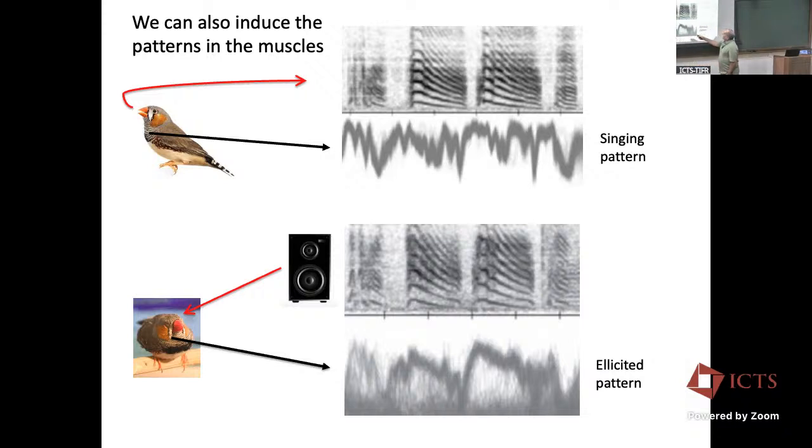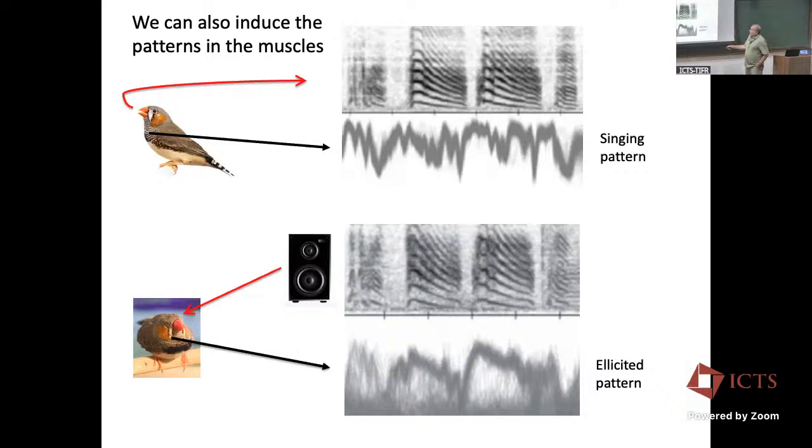So here it is the bird singing, and this is the singing pattern of the syrinx. So this is the syringeal activity. And now what I'm showing you here is what happens when you play the song to the sleeping bird while you measure the syringeal activity. And what you see is basically the pattern that was used when the bird was singing. So the same thing that we noticed in neurons, we could measure it in the syringeal activity. So you could induce this activity by exposing the birds to a copy of its own song.